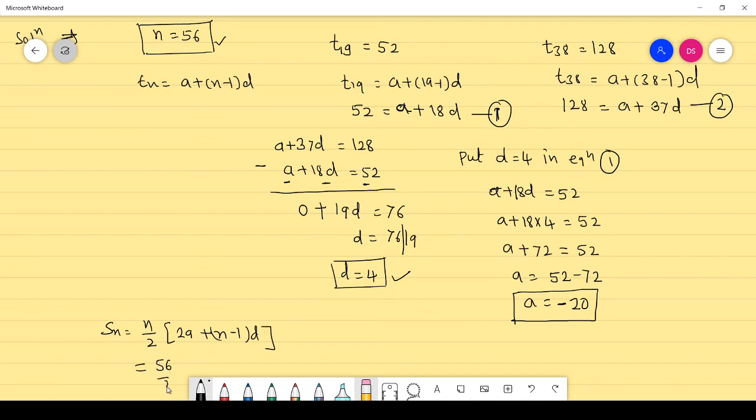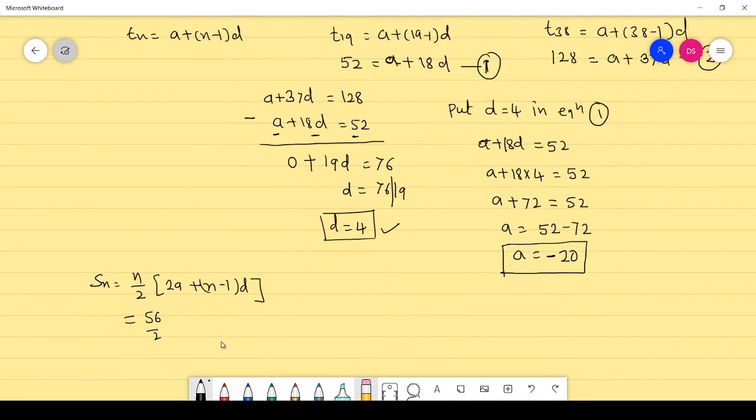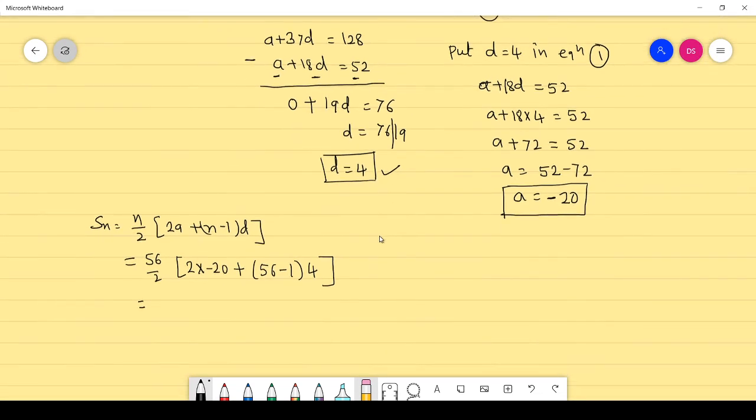Right? We have N is equal to what? 56 divided by 2. Right? 56 divided by 2. What is A? A is equal to minus 20. 2 into minus 20 plus N minus 1, N is equal to 56, minus 1, into D. D is equal to 4. By simplifying this, you will get the answer. It is quite an easy one.